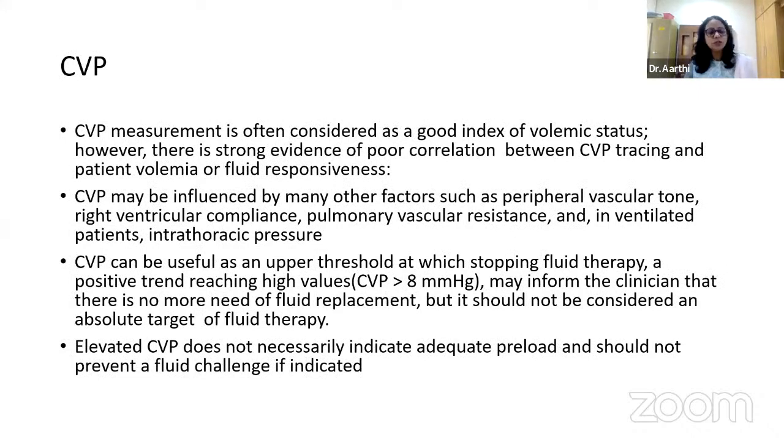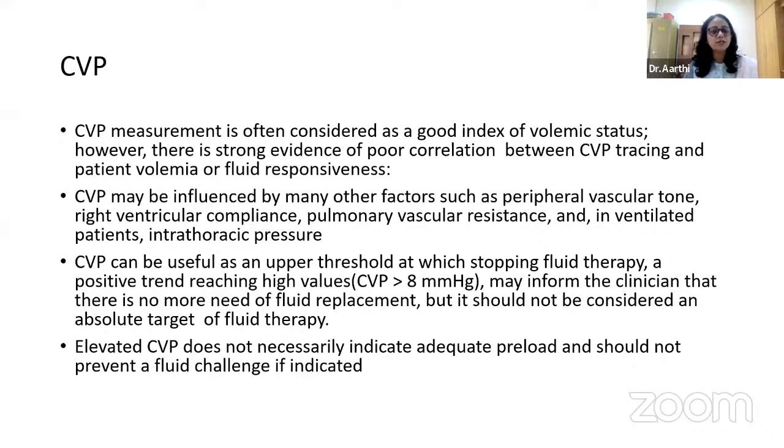Coming to central venous pressure monitoring. Central venous pressure is often considered a good index of volume status. However, there is strong evidence of poor correlation between the CVP tracing and the patient's volemic status or fluid response. But still, we use central venous pressure monitoring in both surgical and critically ill patients because of the following reasons.